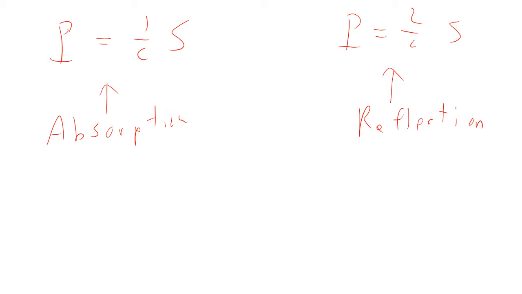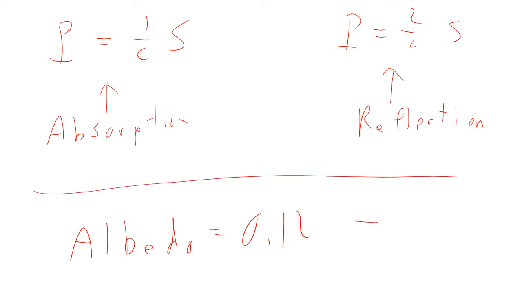Now we need to know one other thing about the asteroid. How reflective is it? We're going to assume our asteroid has an albedo of 0.12. Albedo is the reflectivity, so an albedo of 0.12 means it reflects 12% of the light that hits it. The rest of that light, 88%, is absorbed.